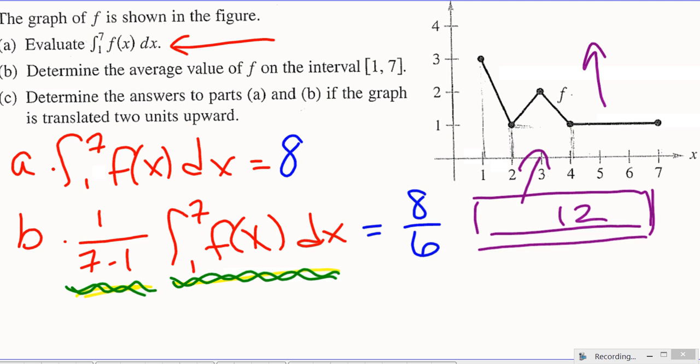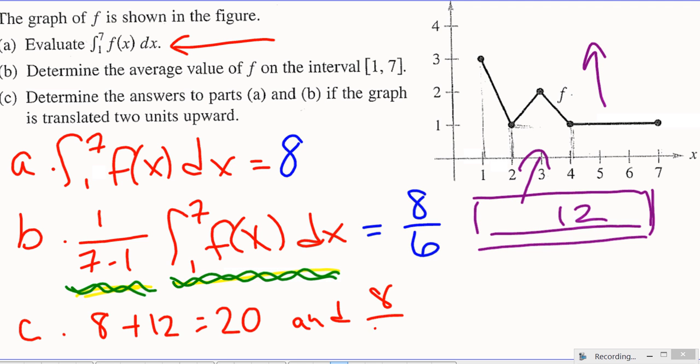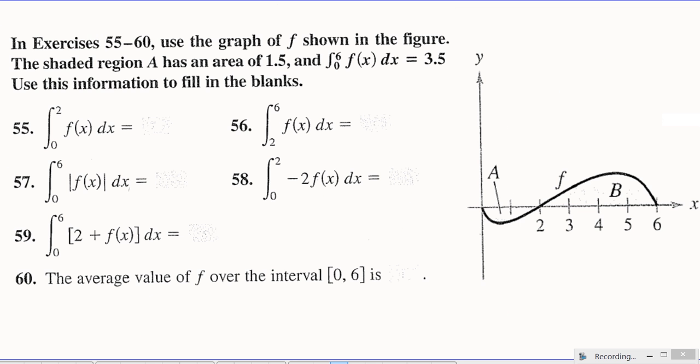And so what that means is my answer for part C here is going to be 8 plus 12 for 20, and 8 over 6 plus 12 over 6, I guess that's 20 over 6, right? Is that right? I think so. Okay, so that would be one possibility. Another possibility would be to think of actually adding to this integrand, having a plus 2 in here. But the end result would be the same.